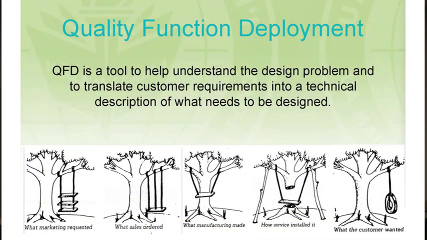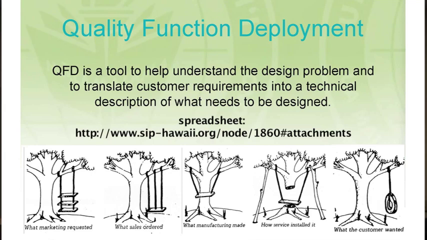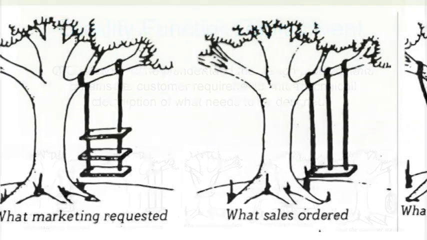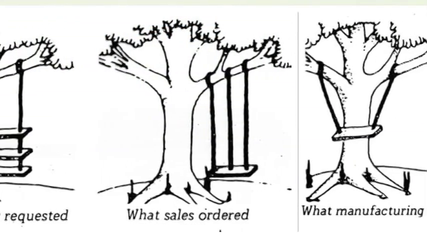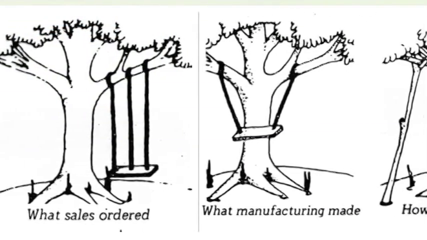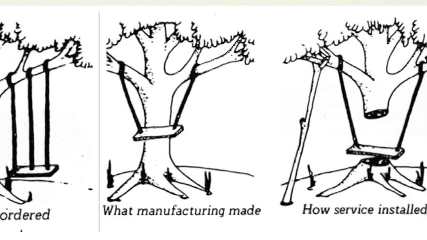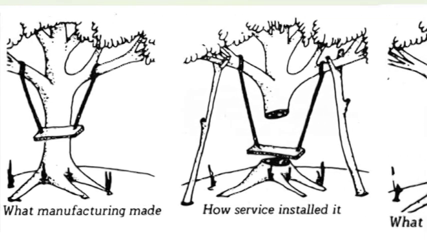Okay, so quality function deployment. This is a tool. I have an Excel spreadsheet that will be on the portal website. You can use that to fill out the matrix. This is just a blurb about some of the things that can go wrong. You see to the left what the customer wanted is a tire swing, and then what marketing requested, and then some of the things that can go wrong.